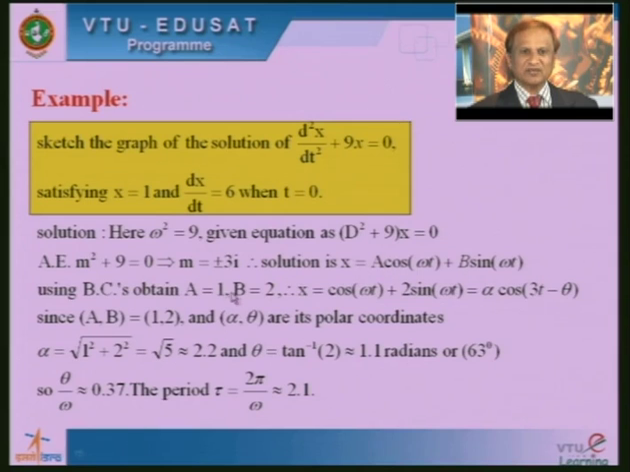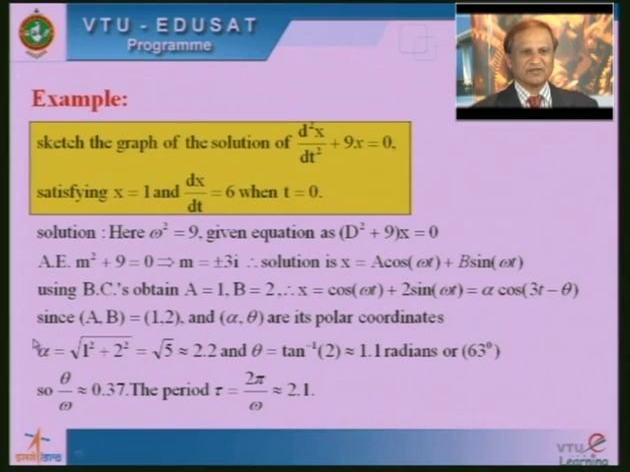This is a solution containing a and b as arbitrary constants. Now, I will replace a by 1 and b by 2. So, what will you get? You will get, therefore, x is equal to cos of omega t plus 2 into sin of omega t, right. Friends, the same equation can be written in this form, alpha into cos of 3t minus theta. Just now I told you about the phase angle, 3t minus theta, is it clear, right. So, the ordered pair a comma b can be written as a is 1, b is 2, ordered pair 1 comma 2, and alpha comma theta are its polar coordinates, is it clear, right.